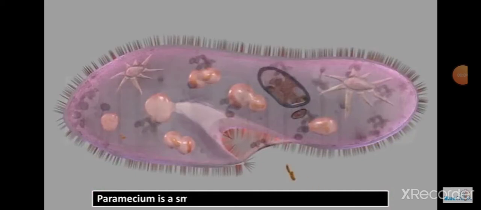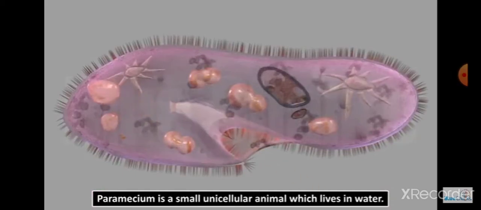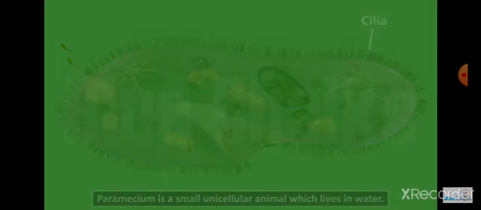Now let us discuss nutrition in paramecium. Paramecium is a small unicellular animal which lives in water. It has a fine hair-like structure all over the body which are called cilia. Paramecium is also called slipper animalcule as its body is in the shape of a slipper.